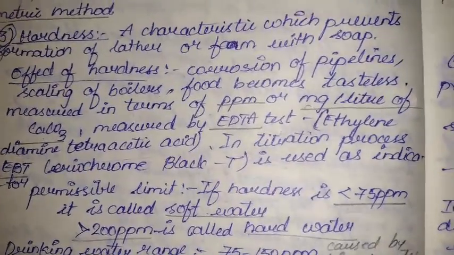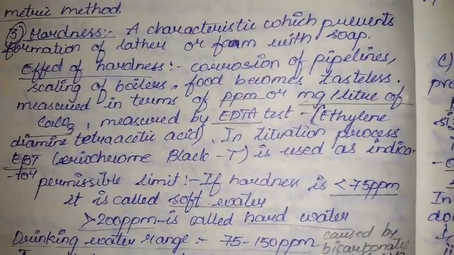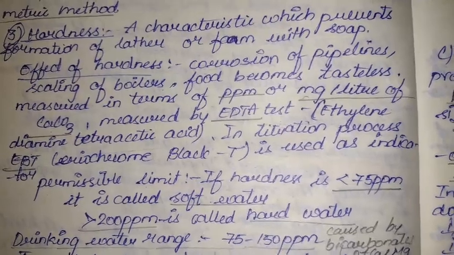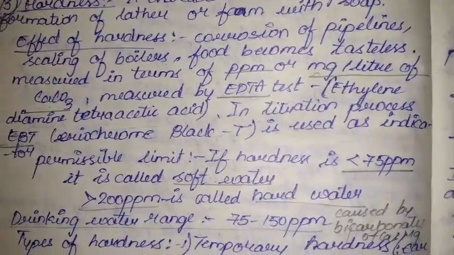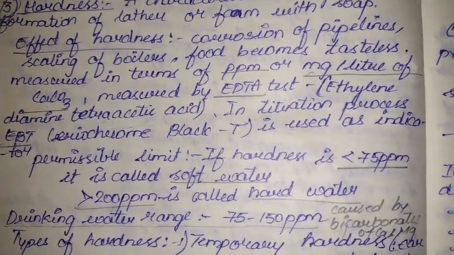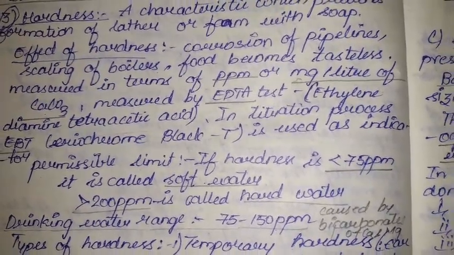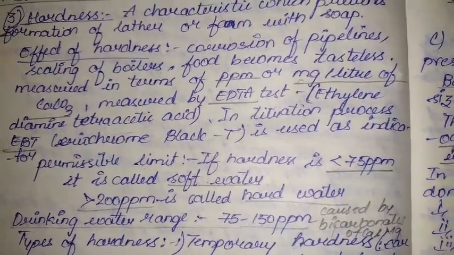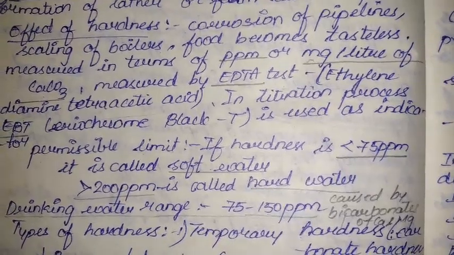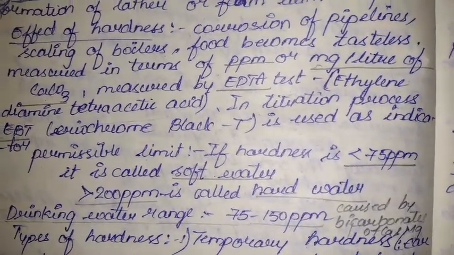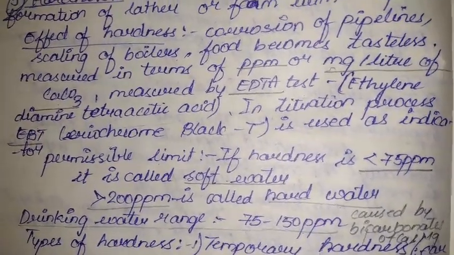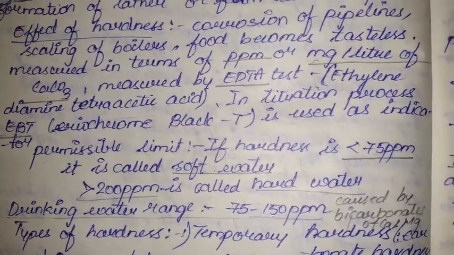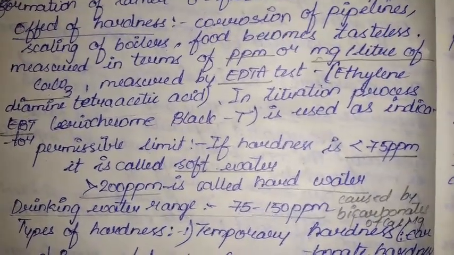Next, we have hardness. A characteristic which prevents formation of lather or foam with soap is called hardness. So, why do you think formation of lather is important? We have some effects of this, like corrosion of pipelines, scaling of boilers, and food becoming tasteless. It is measured in terms of ppm or mg per liter of CaCO3.